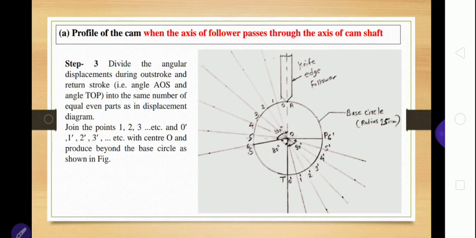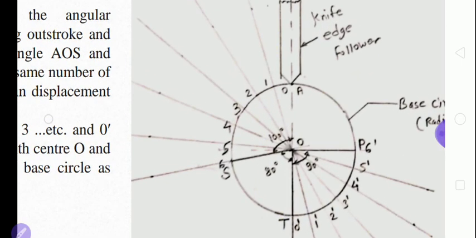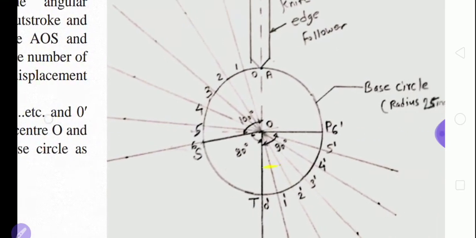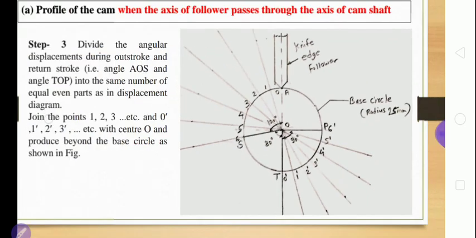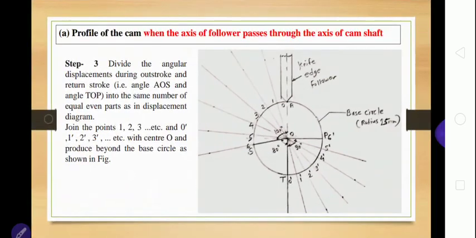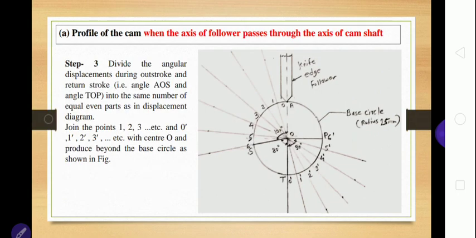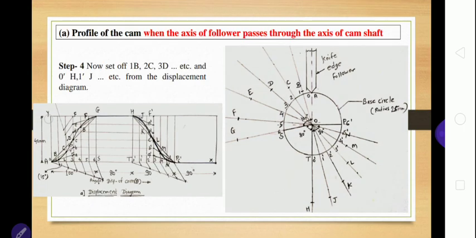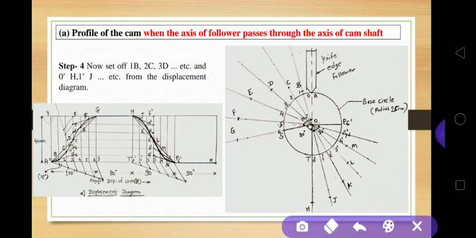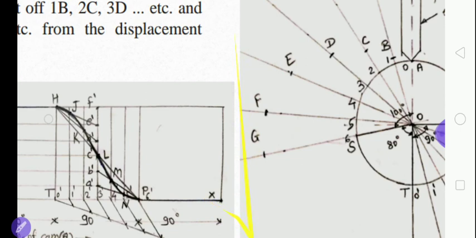In the third step we have to divide these angles, that is the angle during outstroke and the angle during return stroke, into 6 equal parts. This we have divided in the third step. In the next step, after dividing, give the names to these points 1, 2, 3, 4, 5, 6, and here 1 dash, 2 dash, 3 dash, 4 dash, 5 dash, 6 dash. After dividing, extend these lines beyond these 1 dash, 2 dash, 3 dash points, and on these lines you have to place the displacement from the displacement diagram.